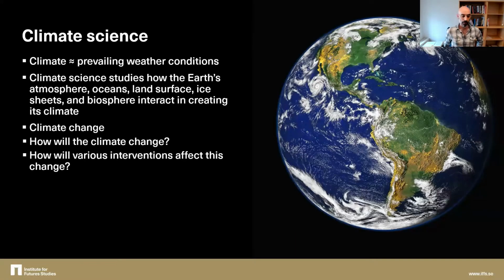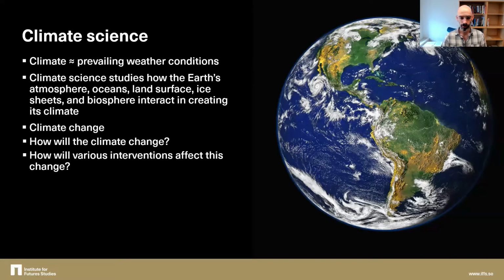So, climate science introduction. The climate. I assume you all are familiar with this. You can hardly avoid thinking about the climate these days, but the word climate refers to the prevailing weather conditions, so patterns of weather over space and time. And what climate science does is it studies how the Earth's atmosphere, oceans, land surface, ice sheets, and biosphere interact in creating its climate. Now, obviously, its primary focus over the last few decades is climate change.